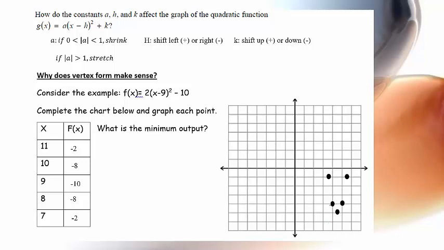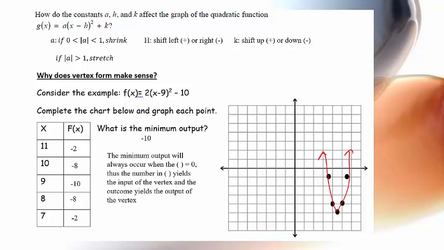So the question is, if you were to keep building onto this table, whether you pick numbers bigger than 11 or smaller than 7, what's the minimum output you would ever get? Well, there's two ways to think about that. You could just physically look and see what's the lowest point, or you could remember the fact that the vertex is always going to be the minimum. So in this case, negative 10 is going to be the minimum output. There's nothing you can plug in so you get something smaller than negative 10. That's never going to happen.